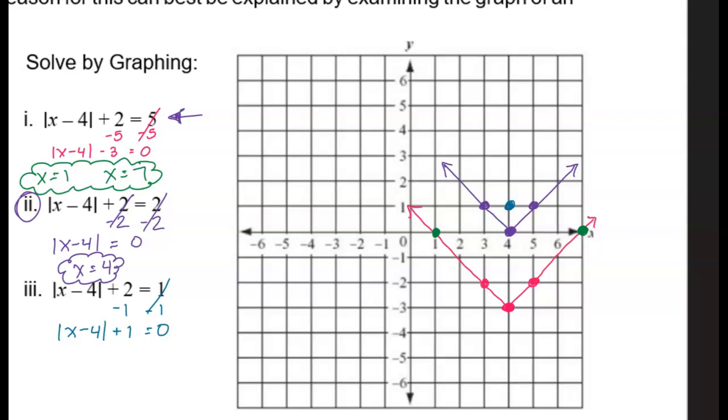So from that point that's now at 4, 1, I go up 1 and to the right 1 and place a point. And I go up 1 to the left 1 and place a point.